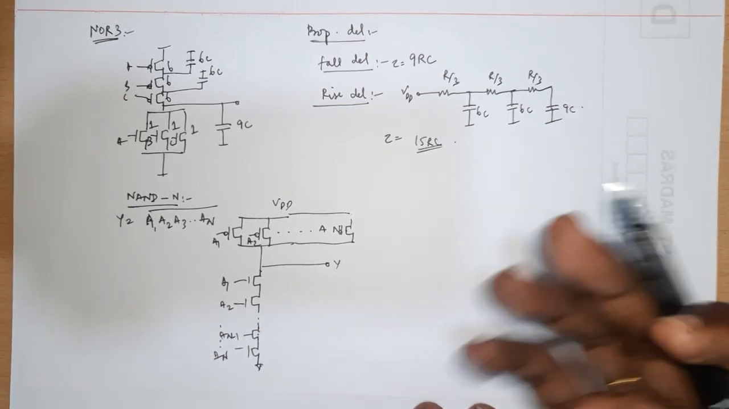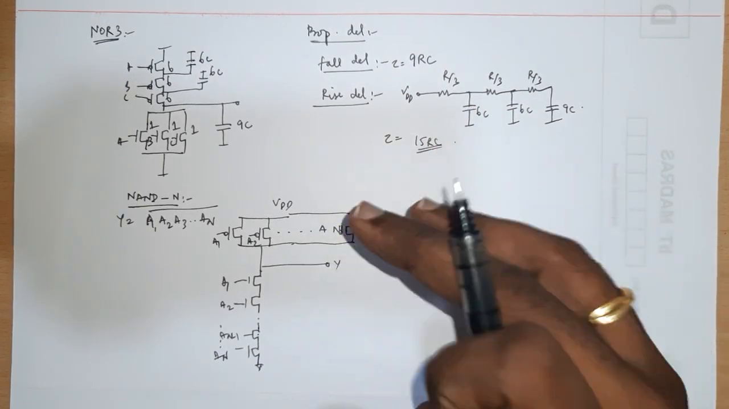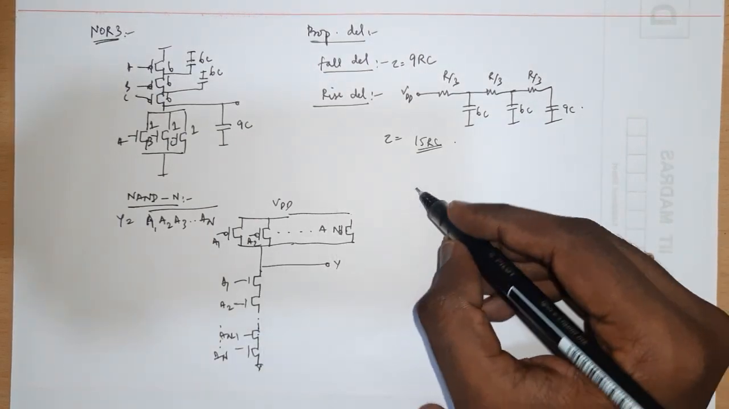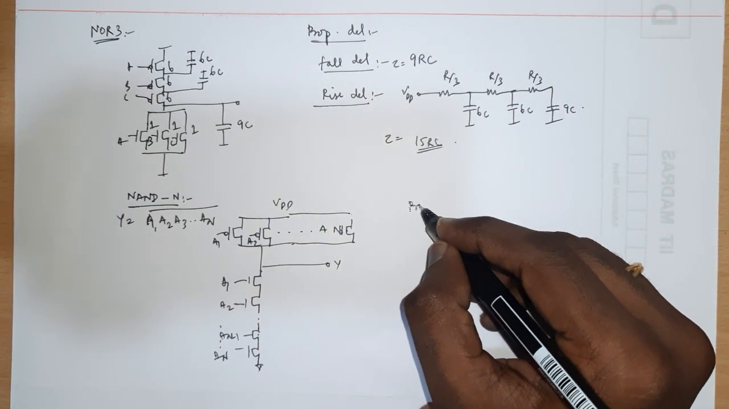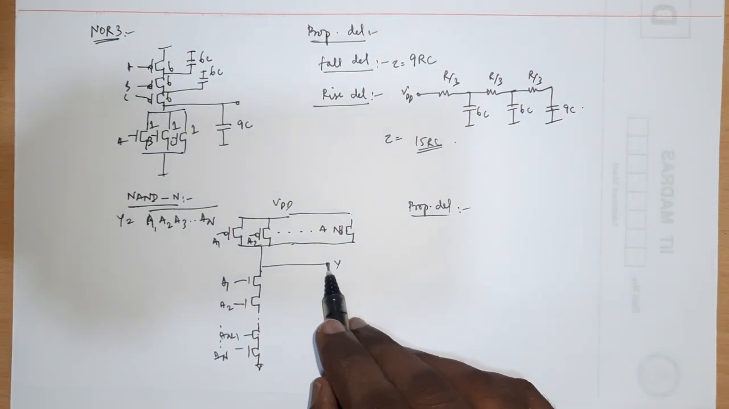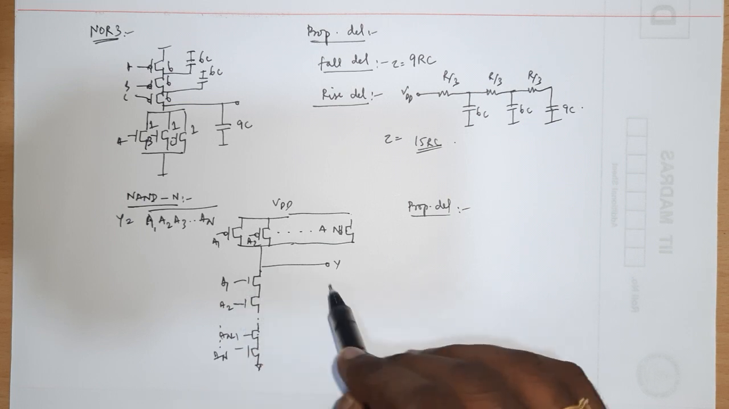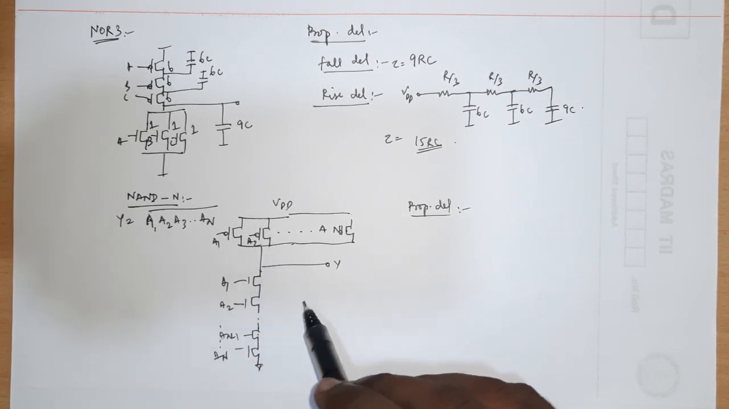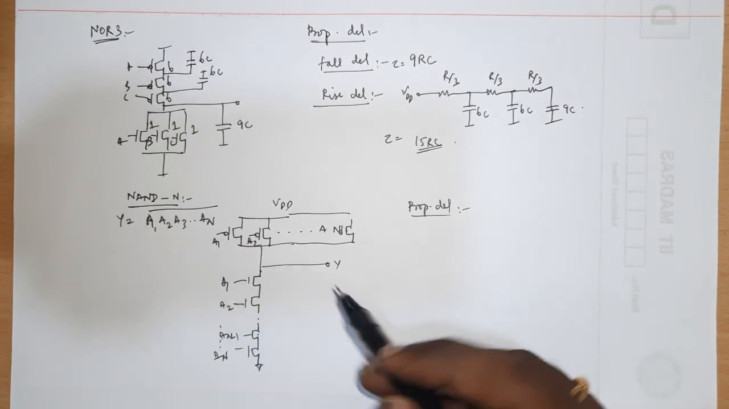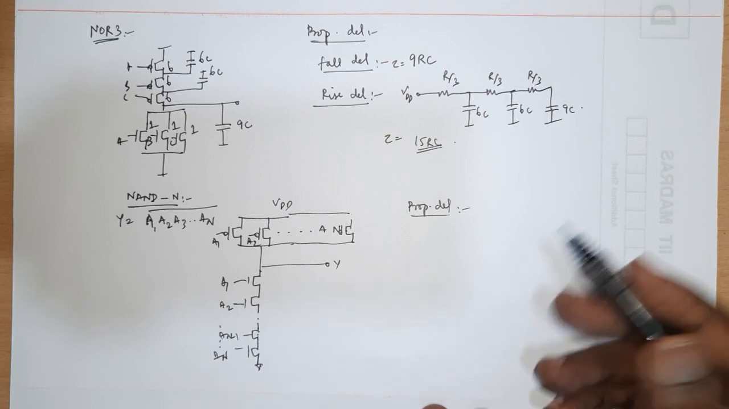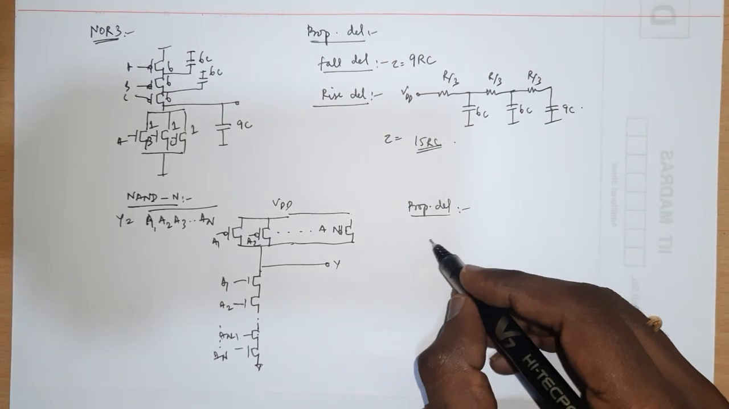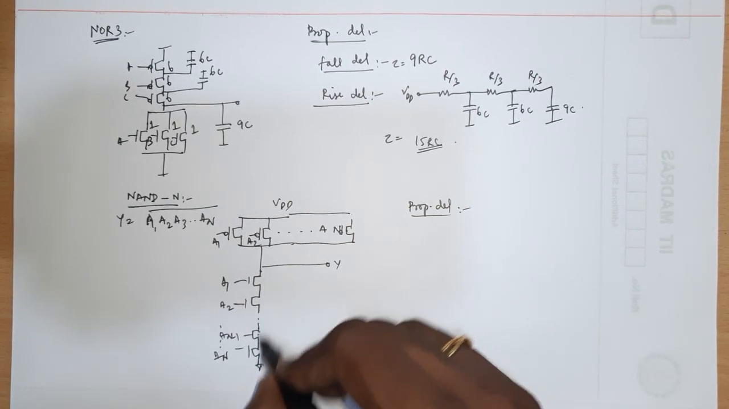I just want to give a feel of what the parasitic delay will be. Here, the propagation delay itself is a parasitic delay because there is no load. We are talking about the propagation of the output from VDD to the output, or from ground to the output. There is no load as such, only the parasitic capacitance. So we will talk about the propagation delay, which is the parasitic delay itself. Let's see what the sizes will be.